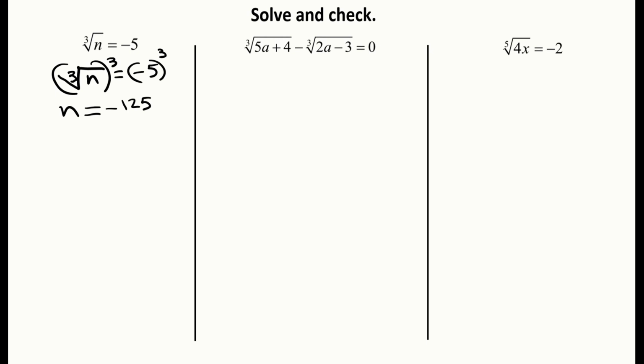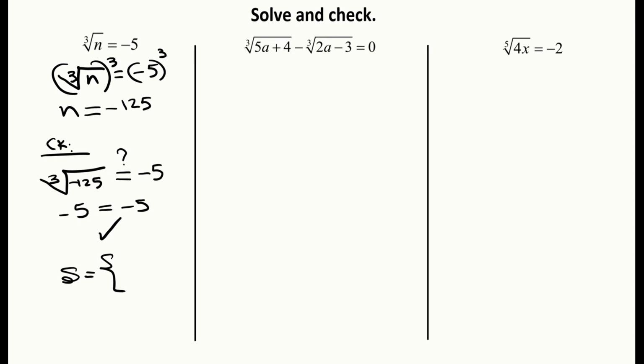Since we don't run into similar problems with odd indices that we do with even ones, they're not mandatory check problems, but it's highly recommended that you check anyway, just to make sure you didn't make some kind of an arithmetic error. So we have the cube root of negative 125, and we want to know if that equals negative 5. And of course, the cube root of negative 125 is negative 5, so we get negative 5 equals negative 5, which works out. Now we write our solution set, and be careful not to put negative 5. n is the solution, so negative 125.